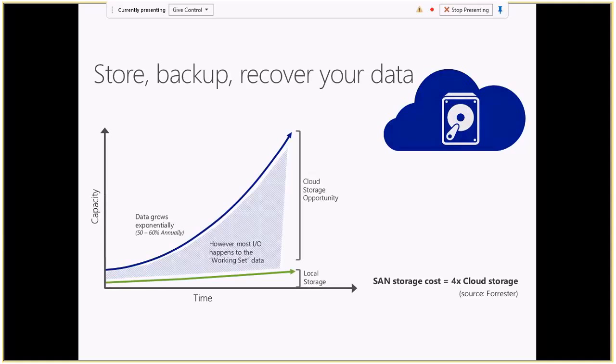Forrester actually did a study where they stated that a gigabyte of storage typically costs $95 per year on a typical SAN today. That's 4 times what it costs when you're looking at cloud storage. So storage is a great way to start thinking through how I can take some of that cost out of my organization, looking at storage within the cloud to reduce that overhead that I have, and going from capital expense to operational expense.